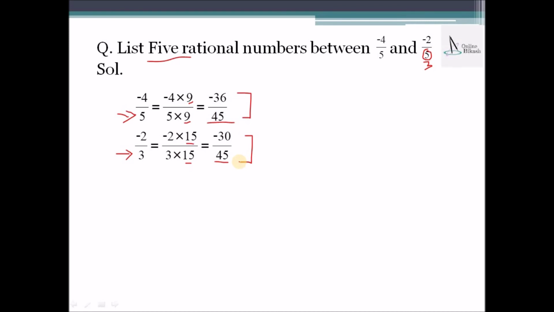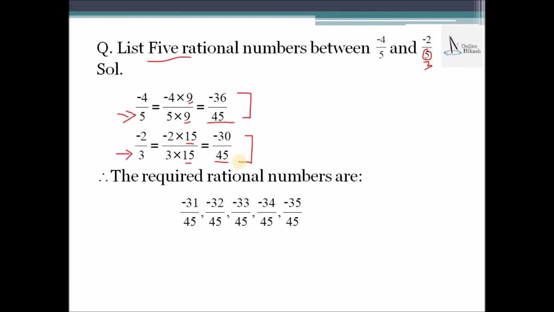So minus 30 and minus 36, if you go further to the left from minus 30: minus 31, minus 32, minus 33, minus 34, minus 35, and stop. So these are the rational numbers that we can find between them. We can express the required rational numbers as minus 31 by 45, minus 32 by 45, minus 33 by 45, minus 34 by 45, minus 35 by 45. Okay, hope you are clear with this.